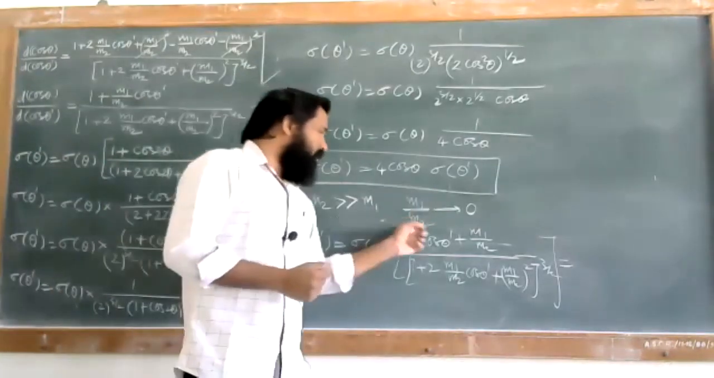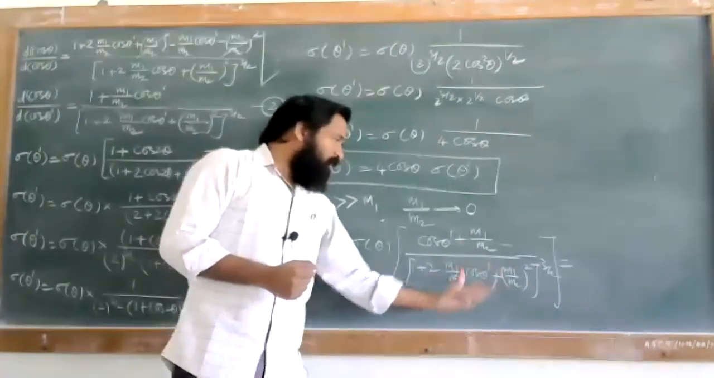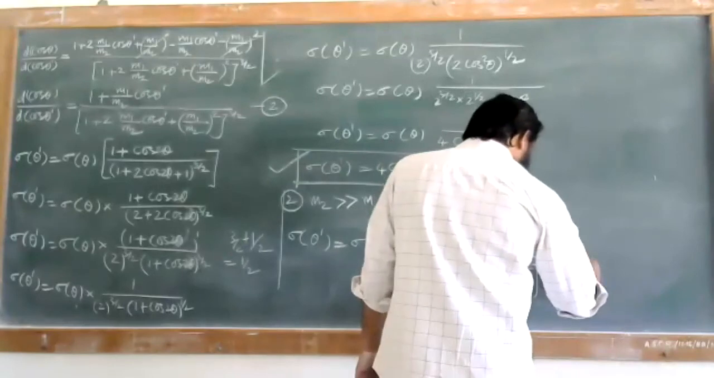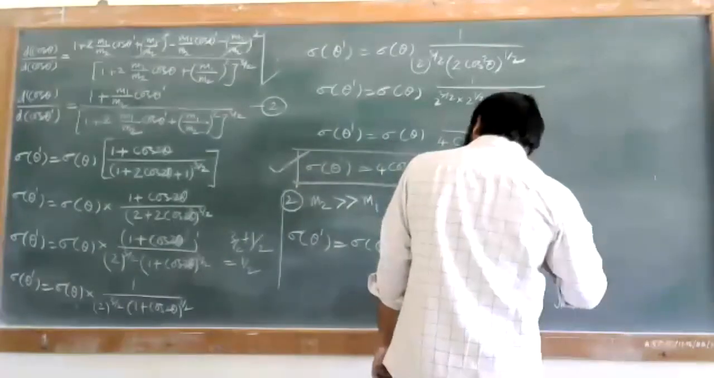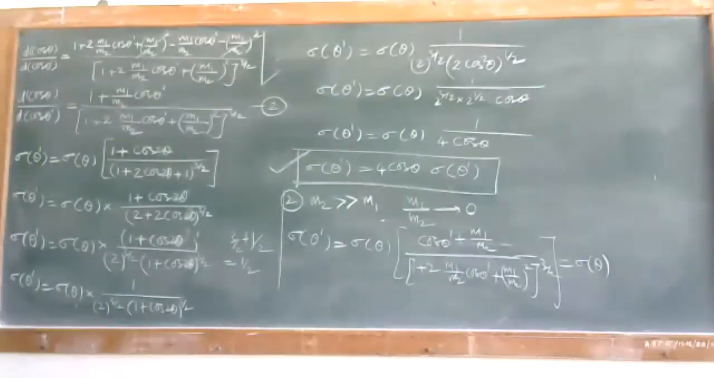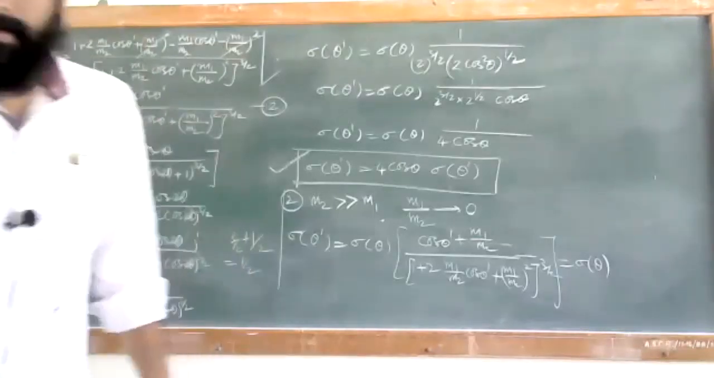Just put the values of m1 upon m2. When this tends to 0, all the terms vanish, and you get sigma theta dash equal to sigma theta. So you can say the scattering cross sections in the laboratory and center of mass frame must be equal. So these are the two different cases, and that's all for your scattering theory of particles.